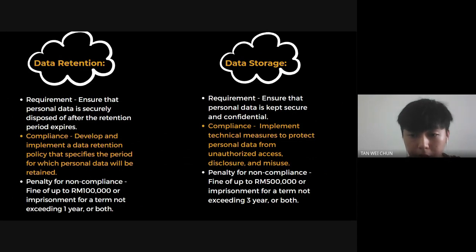The last stage is the data storage. Its requirement is to ensure that the personal data is kept secure and confidential. The compliance measure is to implement technical measures to protect personal data from unauthorized access, disclosure, and misuse. The penalty for non-compliance is a fine of up to 500,000 or imprisonment for a term not exceeding 3 years, or both.